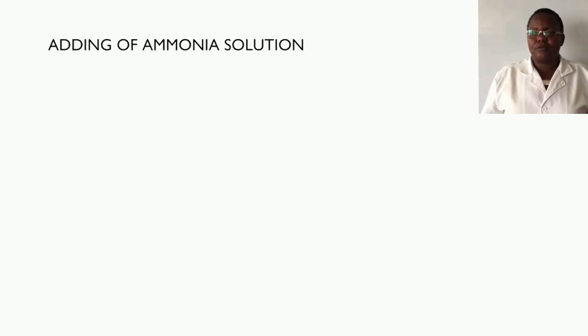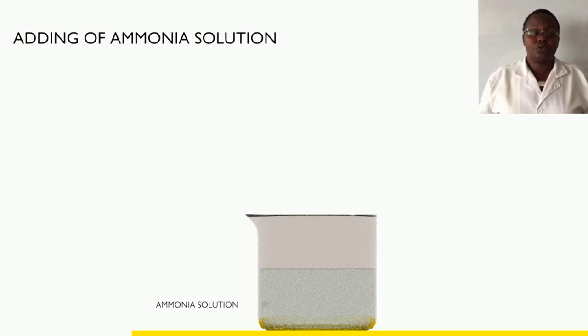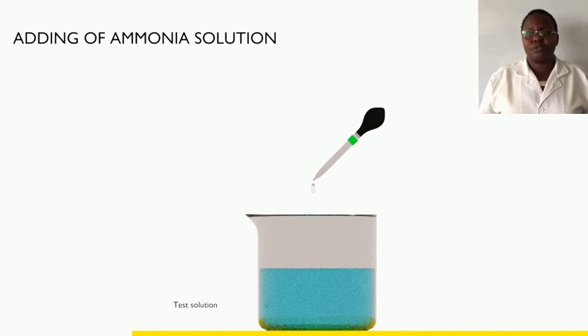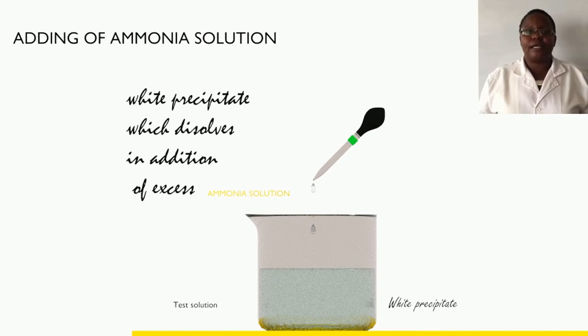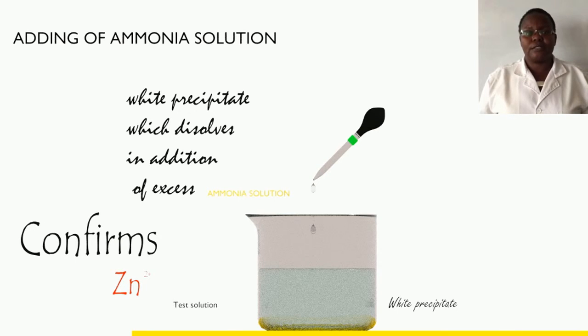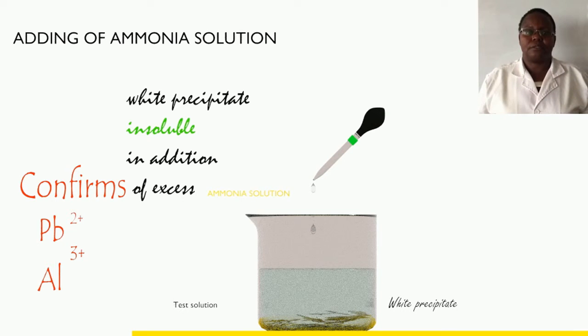The next test will be using ammonia solution, which is used to test conclusively for the presence of zinc ions. If you take the test solution and add a few drops, it will form a white precipitate. If you add excess and the precipitate forms a colorless solution, that confirms you have zinc ions. If the precipitate does not dissolve, it confirms that you have either lead or aluminium ions.